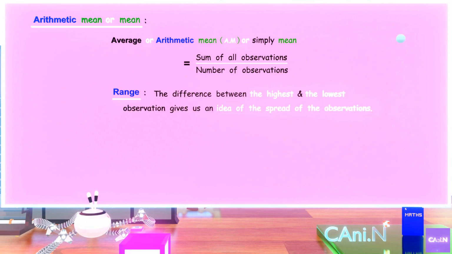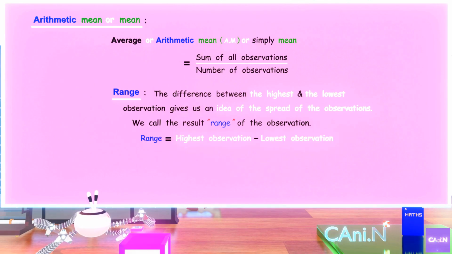Range. The difference between the highest and the lowest observation gives us an idea of the spread of the observations. We call the result range of the observation. Range equals highest observation minus lowest observation.